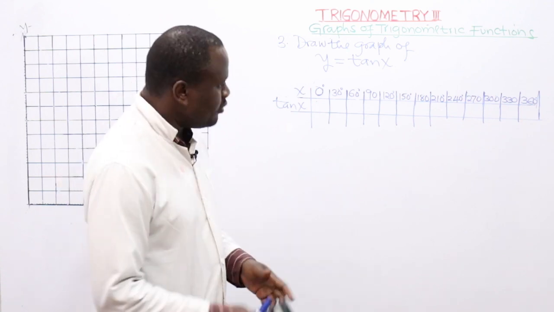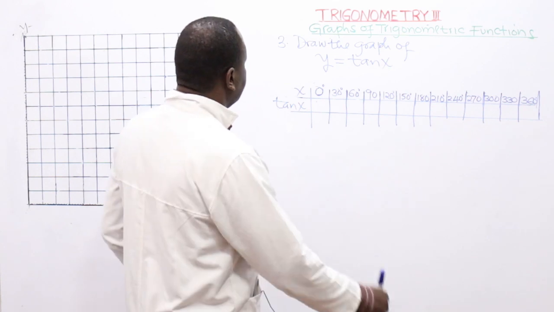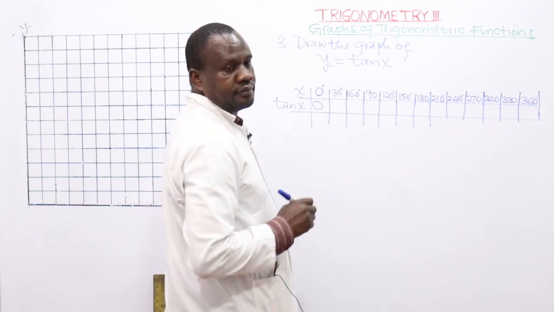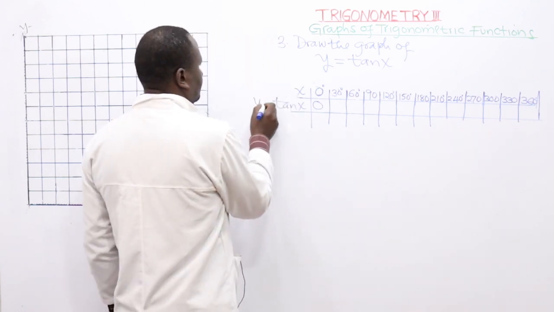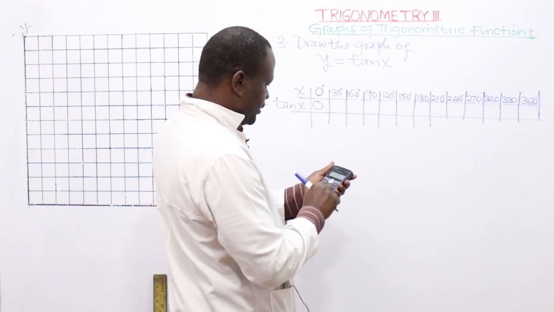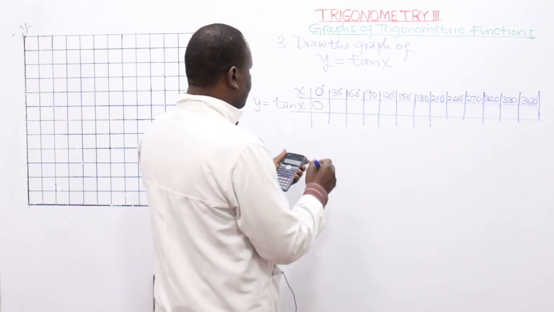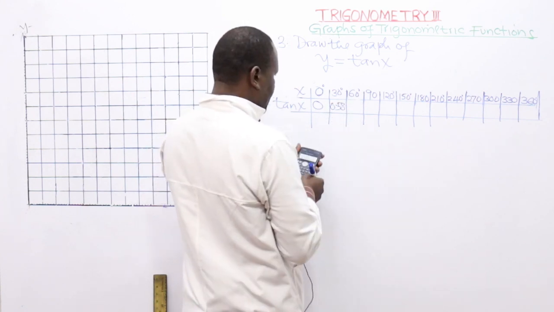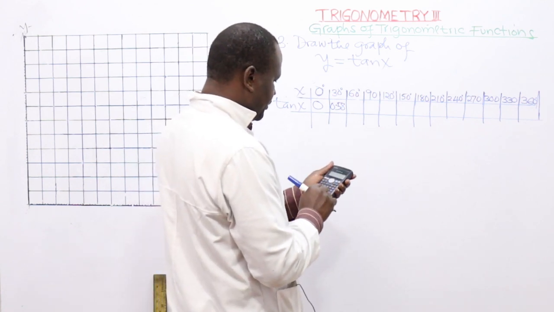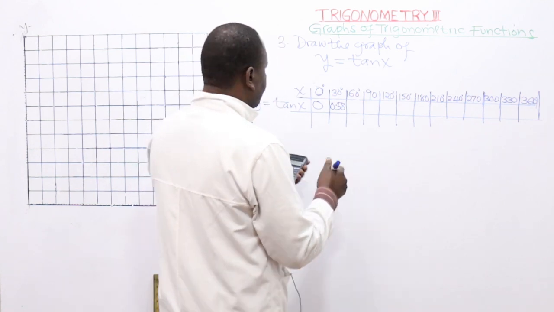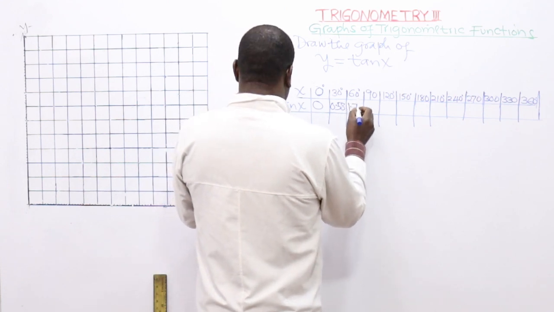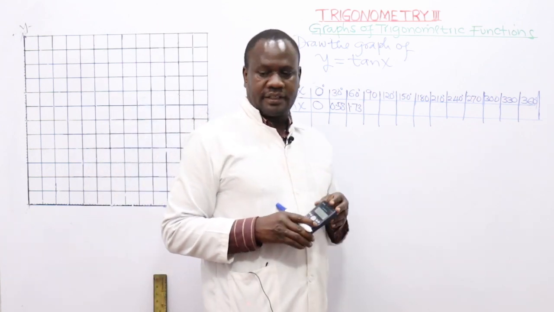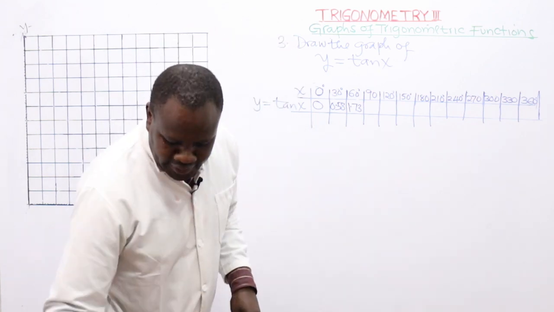So, you get your mathematical table or calculator. The tan of 0 is 0. Now, the tan of 30 is 0.58 approximately. The tan of 60 is 1.73. So, as I said, once we get the first values, the rest can be found from using.